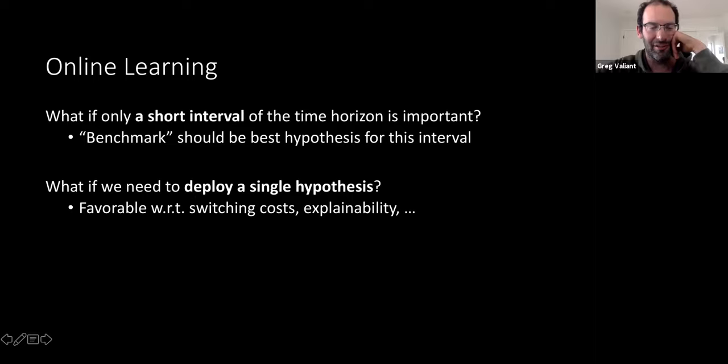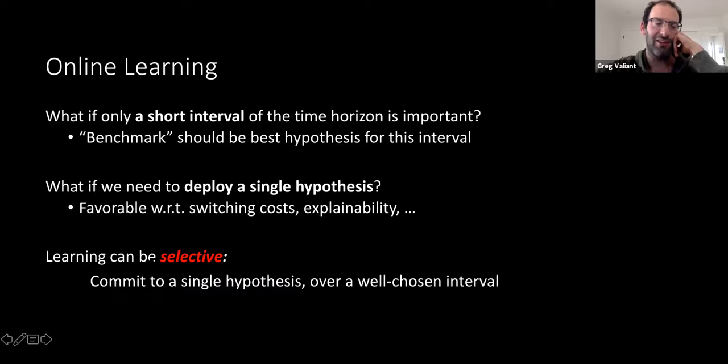And then also, there's been a lot of recent work on, well, what if you don't want to be switching hypotheses at every time step? What if you need to pick a hypothesis and stick to it? This has been captured by various different works recently, where you have switching costs, or a bounded number of switches, and so on. And then we have this selective component where we're going to commit to a single hypothesis over some window that the learner is allowed to select.